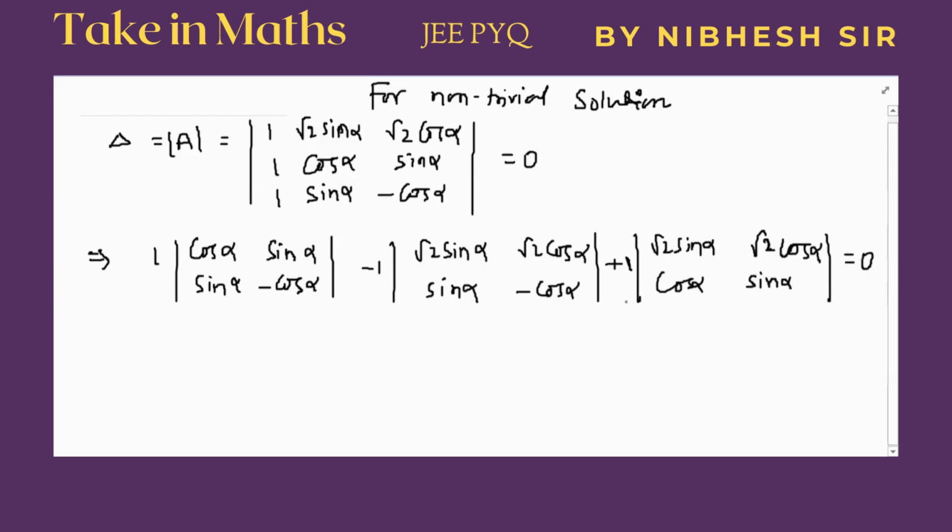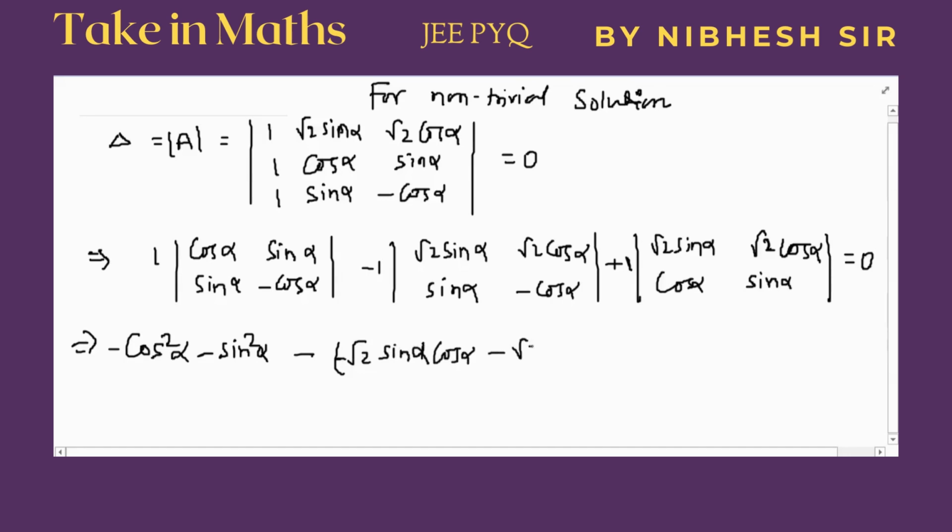Now simplifying this, cos into minus cos is minus cos square alpha, minus sin square alpha. And multiplying the next term, this is root 2 minus root 2 sin alpha cos alpha, and minus root 2 cos alpha sin alpha.